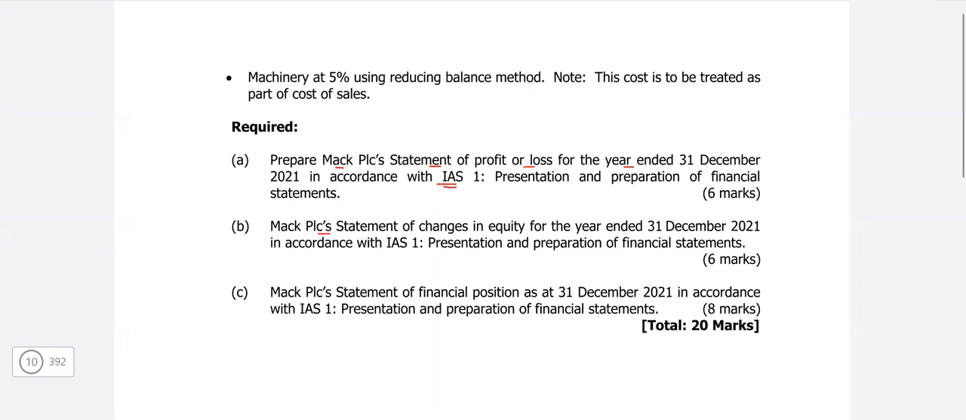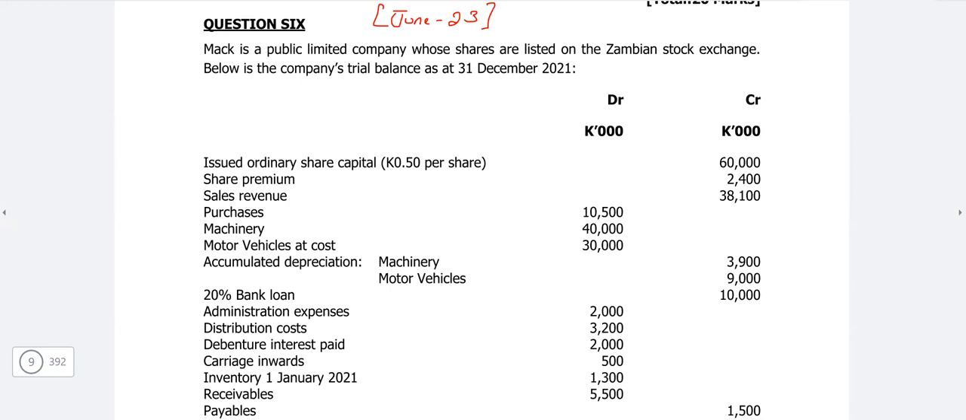Then MAC PLC's statement of changes in equity for the year ended 31st December in accordance with IAS 1. We already know the statement of changes in equity from the introductory video of the final accounts. And then we have to prepare the statement of financial position. So 6 marks, 6 marks, and then 8 marks, a 20-mark question in which we are supposed to prepare the financial statements. We'll make the financial statements, but before that, let's read the question first.